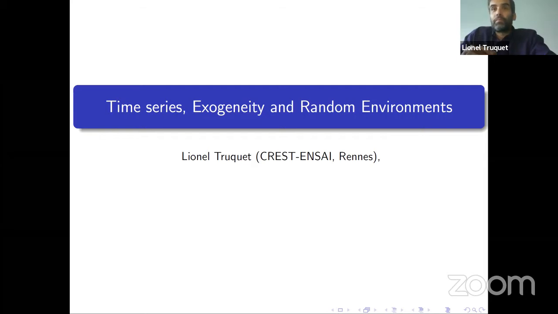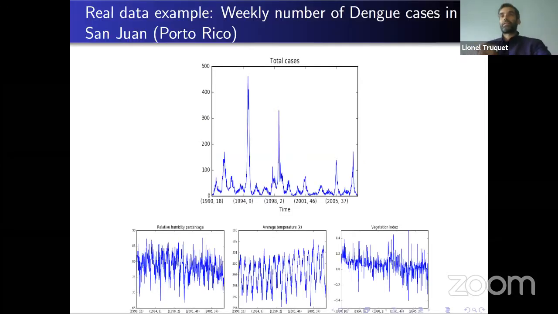But to play the game for this link with the ecological problem, I will try to present a kind of motivation. This data set comes from a platform that everybody knows, I suppose. It is Kaggle, and it proposes some competitions around data, where the problem is to forecast, to predict some quantities. So here the problem was to predict the weekly number of dengue cases in San Juan.